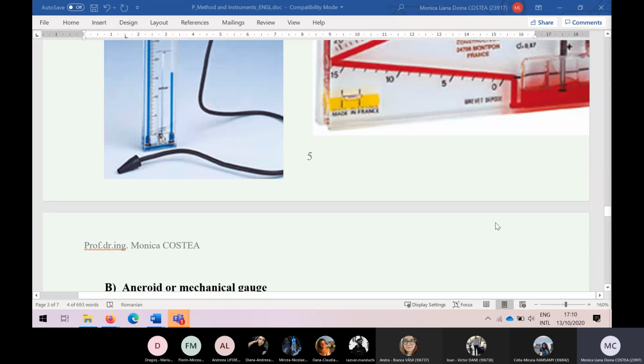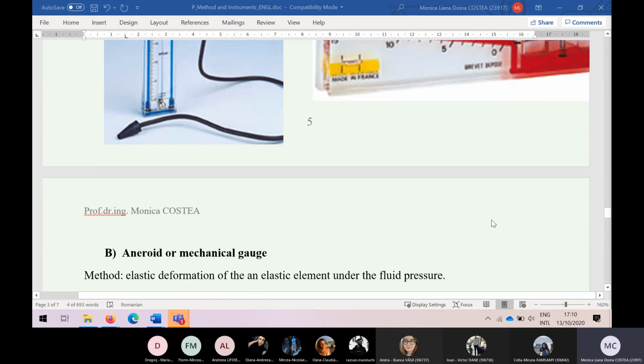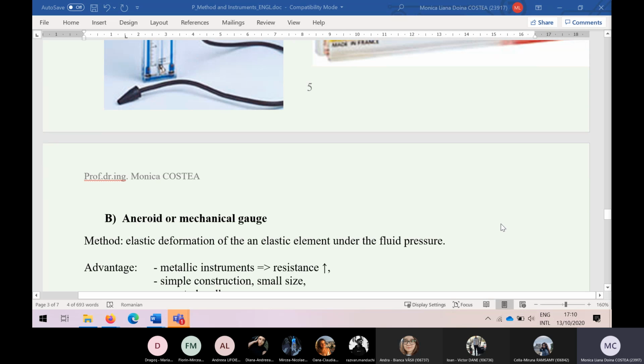Let us pass to what we call aneroid or mechanical gauges. They contain a mechanical elastic element that will have a deformation according to the pressure that acts on it.